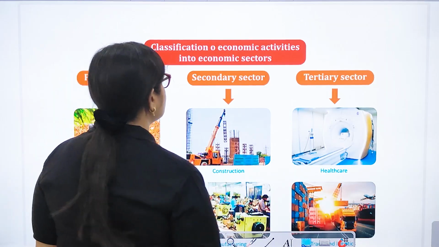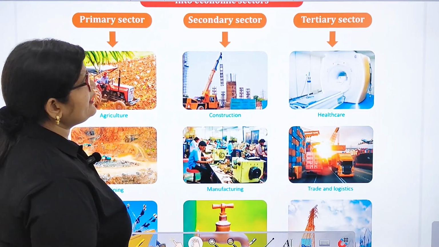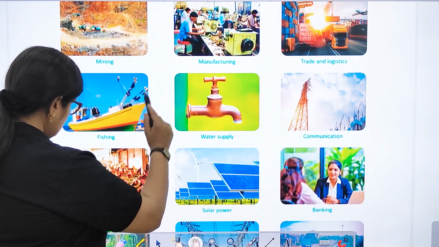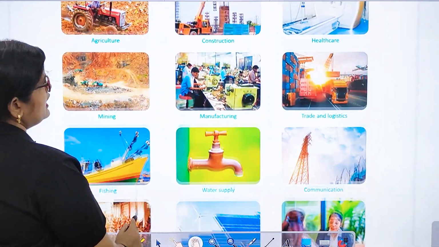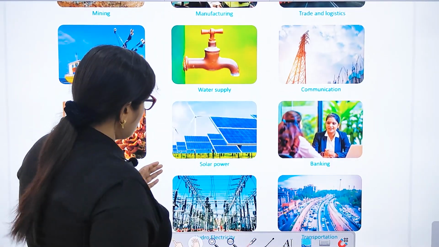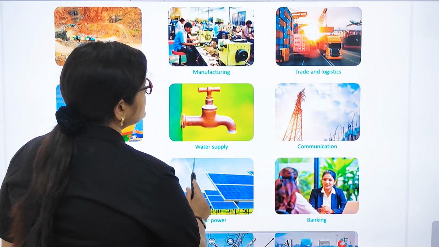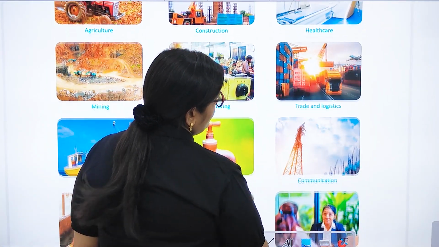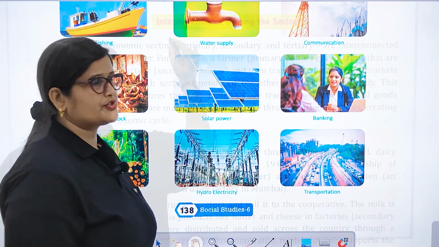Classification of economic activities into economic sectors. So these are primary, secondary and tertiary. Primary is agriculture, mining, fishing, raising livestock and wooden industry. And secondary is construction, manufacturing, water supply, solar power and hydroelectricity. And the last one is tertiary sector: healthcare, trade and logistics, communication, banking and transportation.